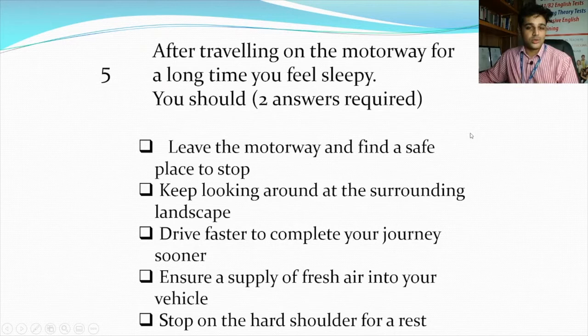After traveling on the motorway for a long time, you feel sleepy. You should, two answers are required: leave the motorway and find a safe place to stop; keep looking around at the surrounding landscape; drive faster to complete your journey sooner; ensure a supply of fresh air into your vehicle; stop on the hard shoulder for a rest. Okay, so, after traveling on the motorway for a long time, you feel sleepy. Yes.